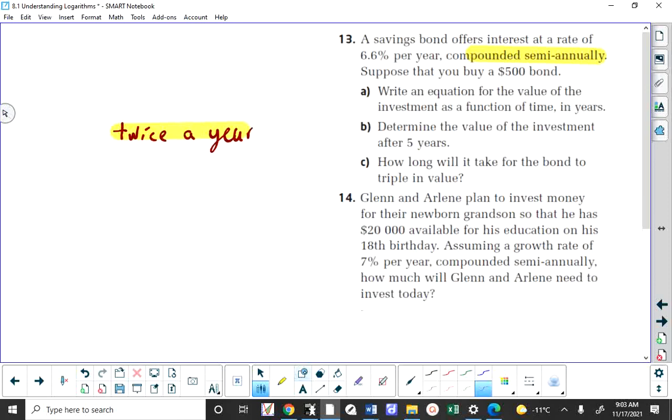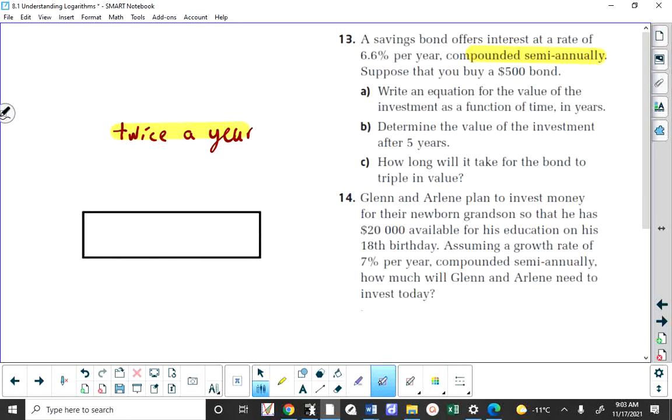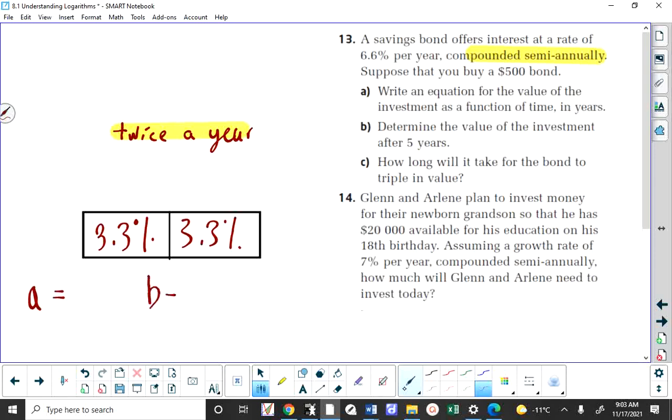And what that means is that if this represents left to right a year, so the left-hand side is January 1st, the right-hand side is January 31st, what you get is 6.6% in the whole year, which means you get 3.3% here and 3.3% here. And that means that when you start compiling a list of the values of the parameters, P is 103.3%, which is 1.033.